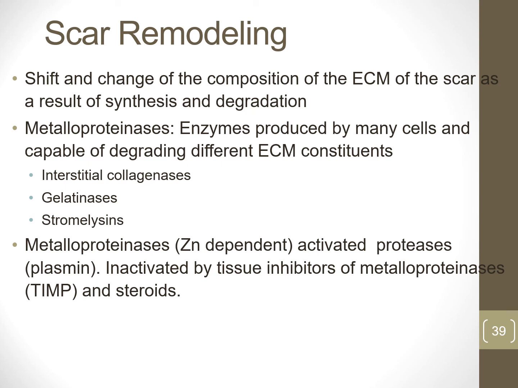So the metalloproteinases are the enzymes that are responsible for this process. Enzymes produced by many cells and capable of degrading different extracellular matrix constituents, like interstitial collagenases, gelatinases, and stromelysins. And all those enzymes degrade parts of the extracellular matrix. Those metalloproteinases are activated by proteases like plasmin. Also, they are inactivated by tissue inhibitors of metalloproteinases, which are called TIMP, and also steroids. So the steroids and the TIMP usually decrease the function of those metalloproteinases.